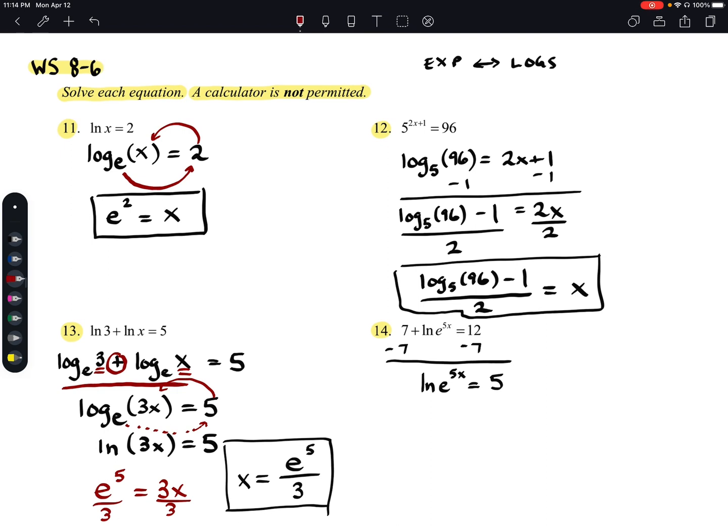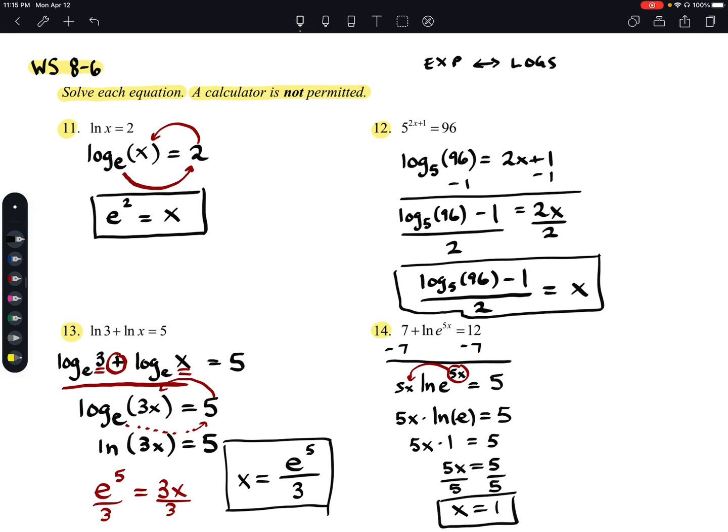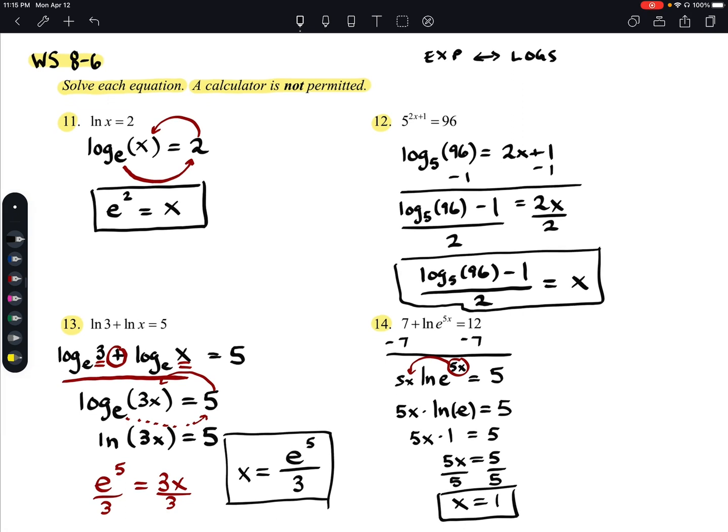Let's go ahead and apply our power property of logs, move our 5x out front. So we now have 5x times the natural log of e is equal to 5. Now the natural log of e we know is the same thing as 1. So we have 5x times 1 is equal to 5, or 5x equals 5, which then gets us that x equals 1.